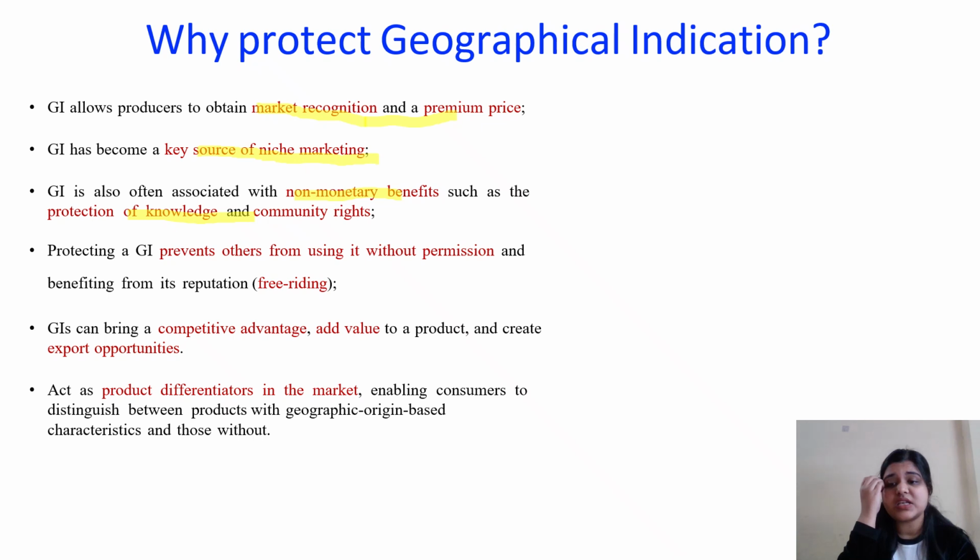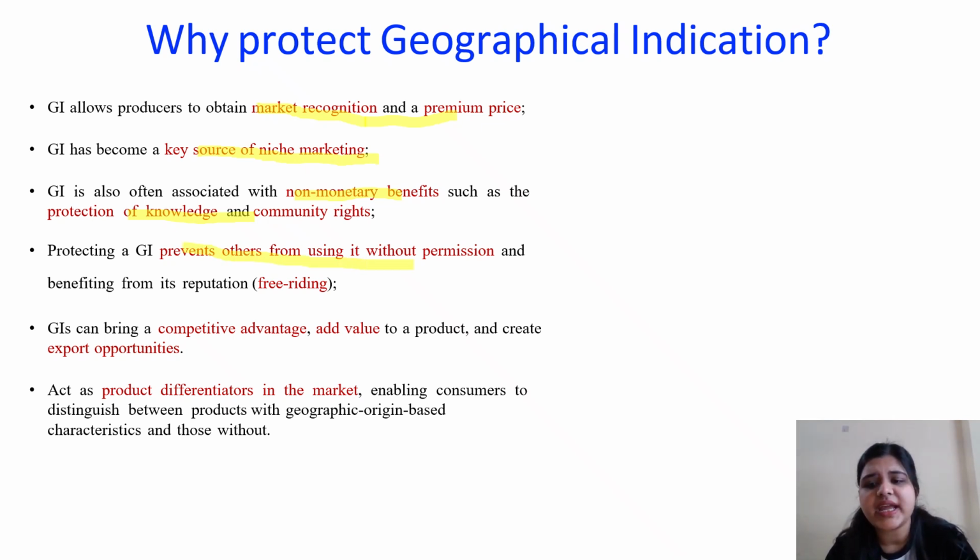Like in the past, we have seen that America tried to patent the basmati rice. We can prevent such instances by giving GI tag to goods and products. It also prevents others from using it without permission.